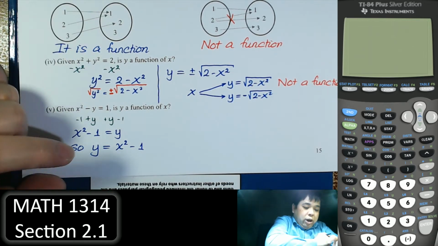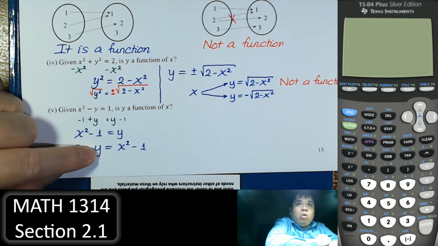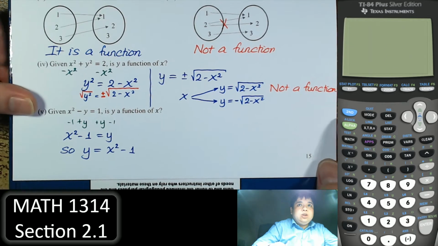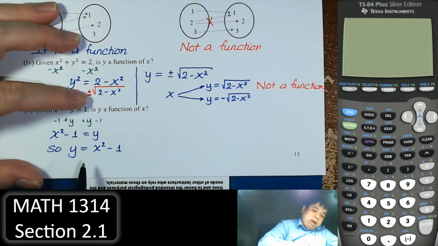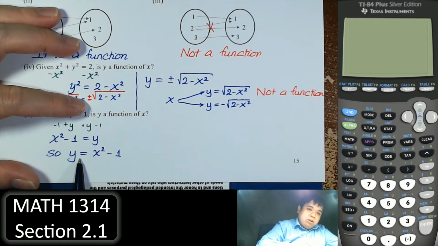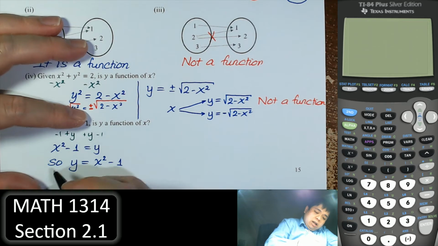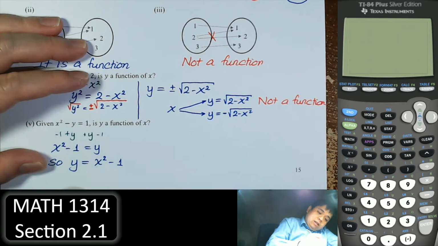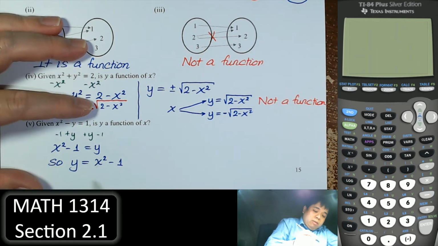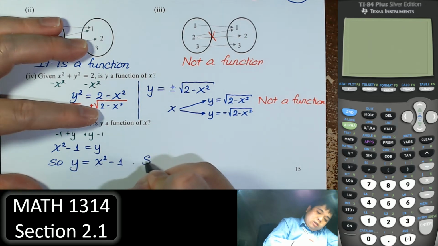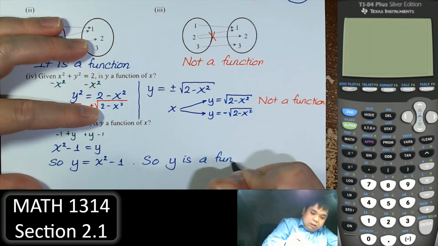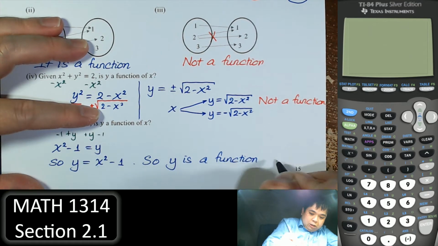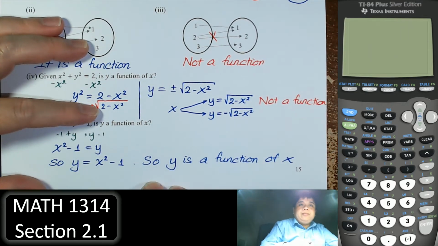So here we only have one y value for each x value. So in that case, y is a function of x, because for every x value, we can only have one y value. So yes, we say y equal to x squared minus 1. So y is a function of x. Right.